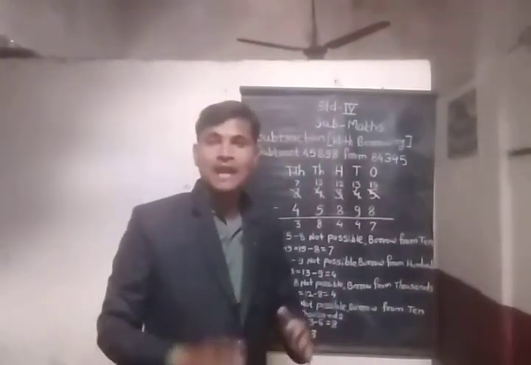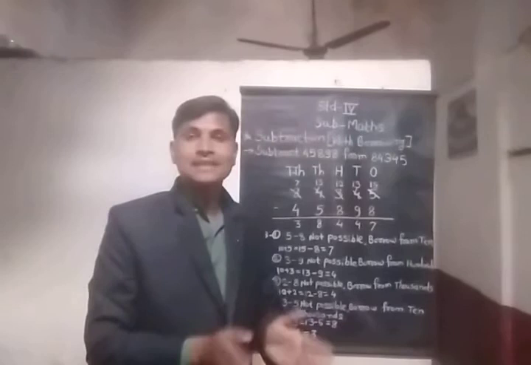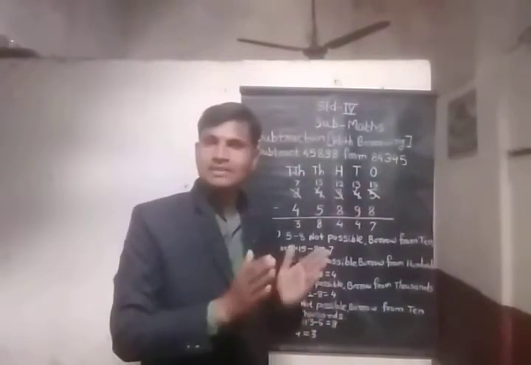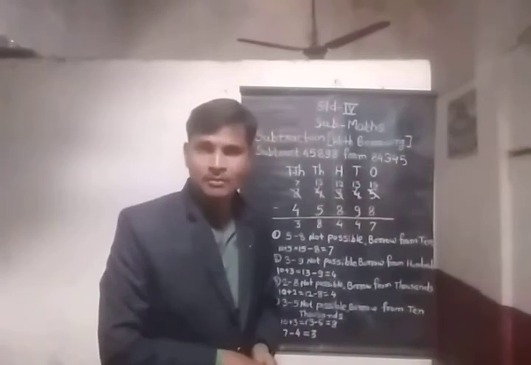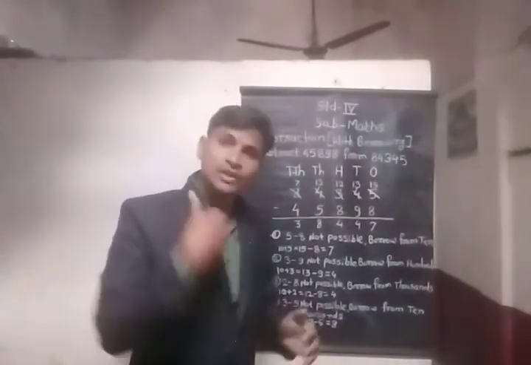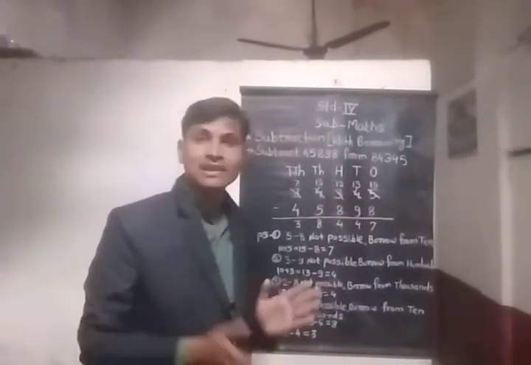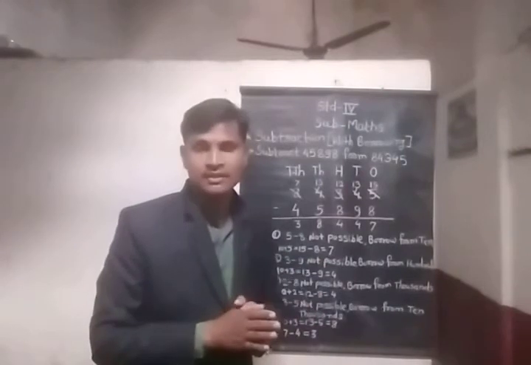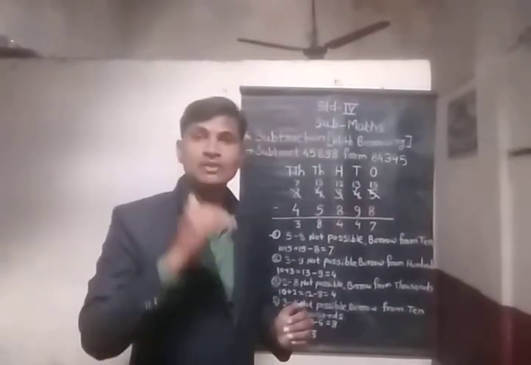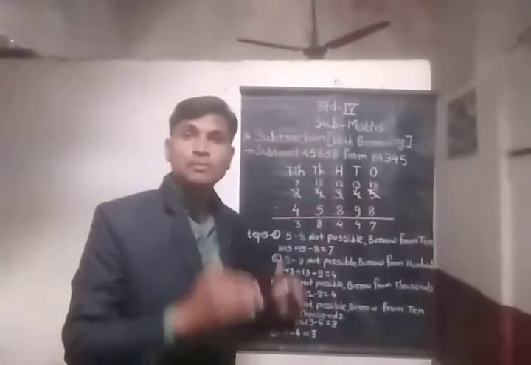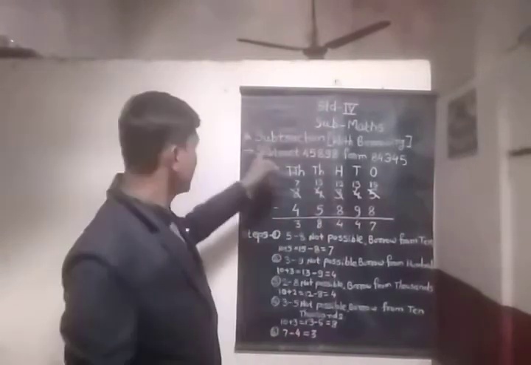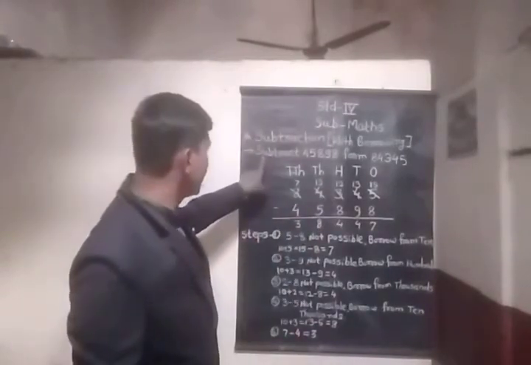Before that I want to tell you the places of the number: ones, tens, hundreds, thousands, 10,000 and lakh. This is the Indian system of number places. In that we have taken numbers up to 10,000. So for subtraction with borrow, I have taken one example up to 10,000 numbers. So here, see, what is this example?